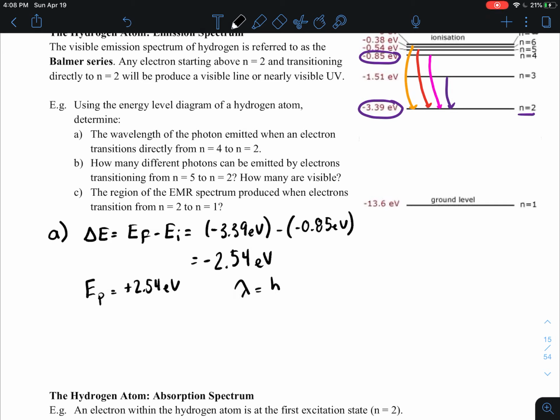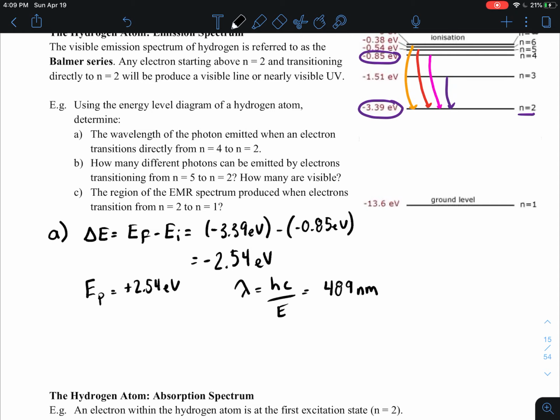To solve for its wavelength, we're using the same equation, hc over energy. So 4.14 times 10 to the negative 15 times 3 times 10 to the 8, divided by 2.54, and we end up getting a wavelength of 489 nanometers. So this would definitely fall in the visible spectrum.